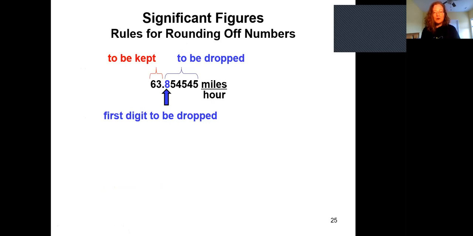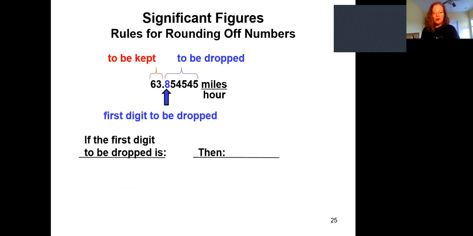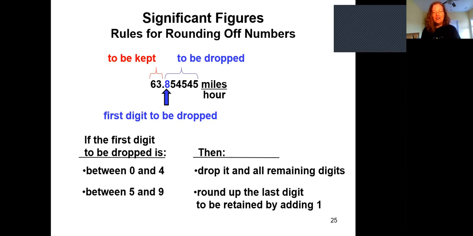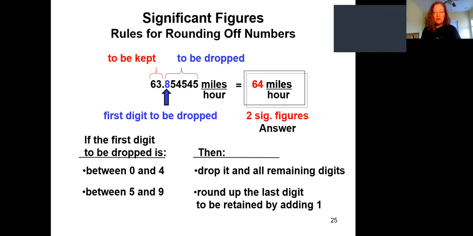If the guy right next door to the 3 is 5 or more, let me do it the other way: between 0 and 4, we're going to drop that digit and everybody else after him, and not change the 3. If the guy that's right next door is between 5 and 9, then we round up the last digit we're keeping by adding 1. In this case, 63.8. The 8 is 5 or more. So the 3, we add 1 to that. We round it up to 64.